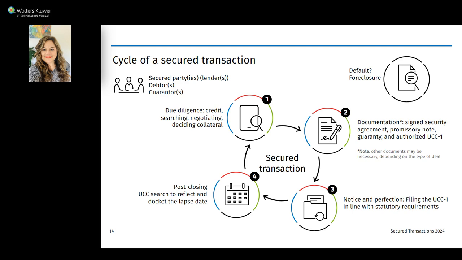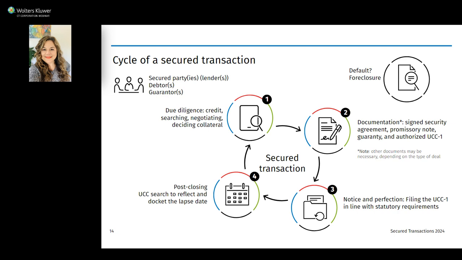You'll also have a promissory note, which is that promise to pay signed by the debtor, and the guarantee that's signed by those guarantors that I mentioned. And last but not least, there will be a UCC-1 form that must be authorized by the debtor. And maybe some of you are already aware, the debtor can actually authorize the UCC-1 even during the due diligence stage before all of the agreements have been signed in ink. You just have to remember that if the deal falls through, you're going to have to probably terminate that UCC-1, and more on that a little bit later.